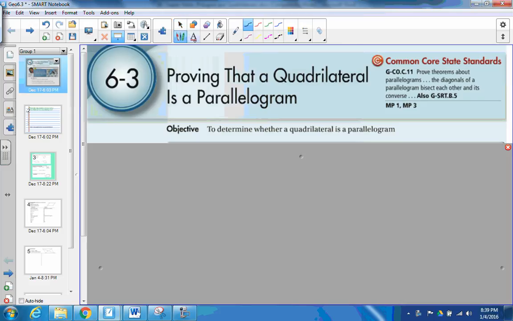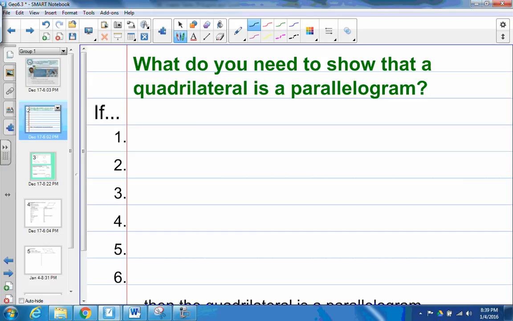So there's your goal. I want you to write that down on your goal sheet: to determine whether a quadrilateral is a parallelogram. So, what do you need to show that a quadrilateral is a parallelogram? Well, we have 6 different ways you can use to prove that a quadrilateral is a parallelogram. We're going to talk about those 6 right now.